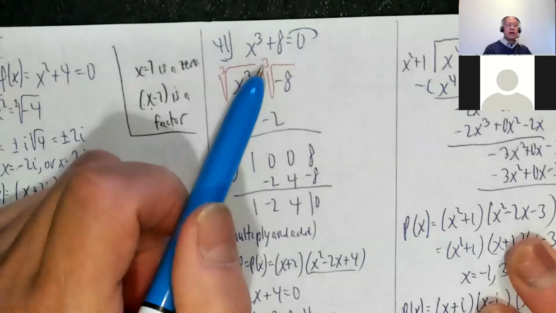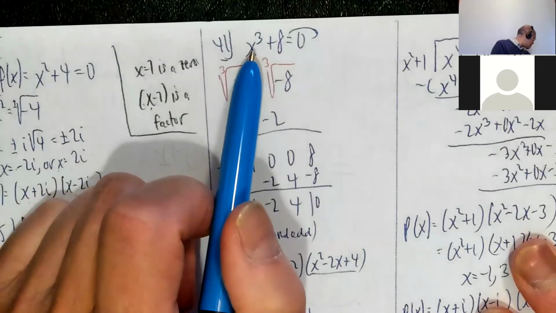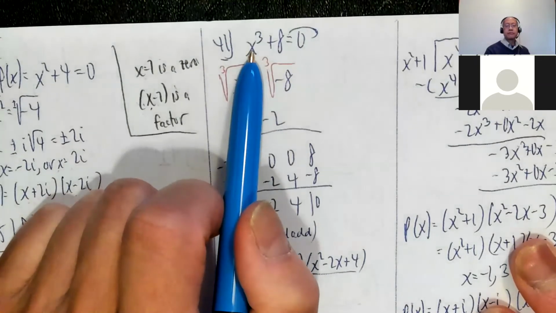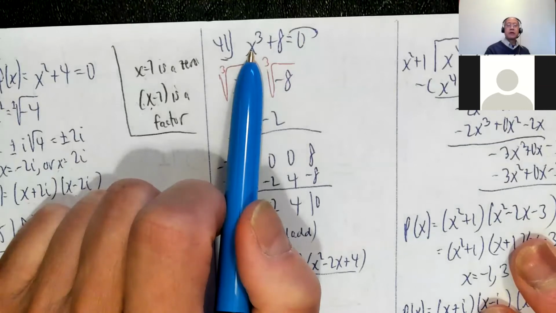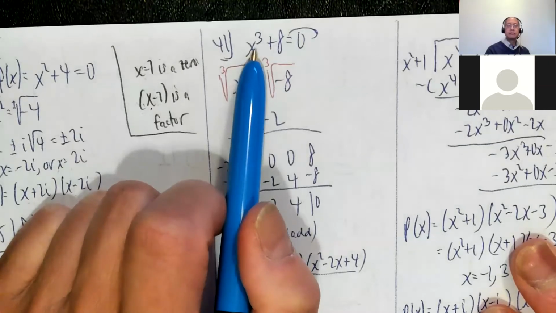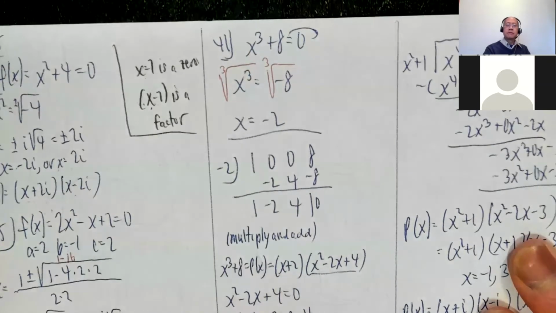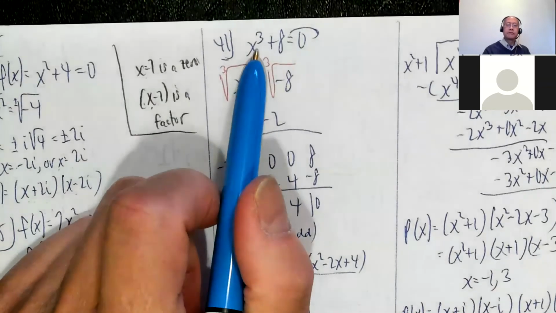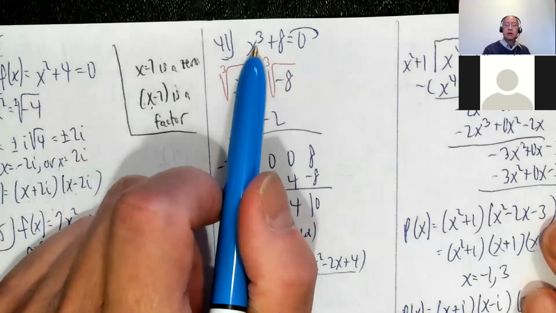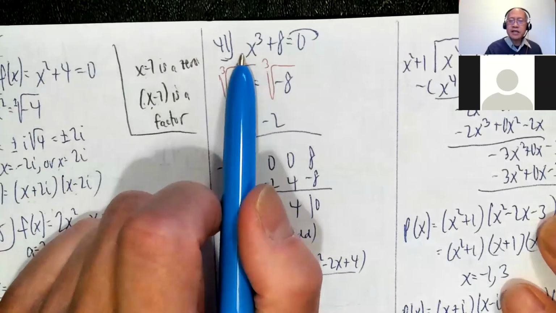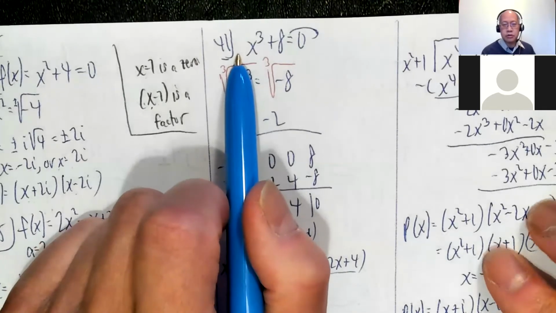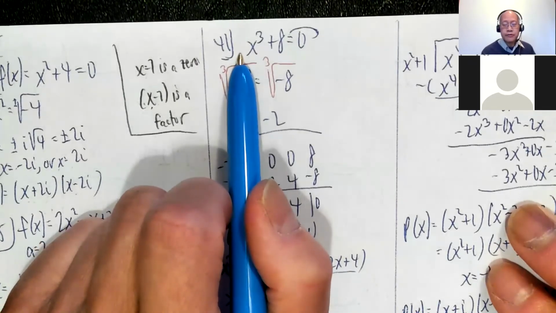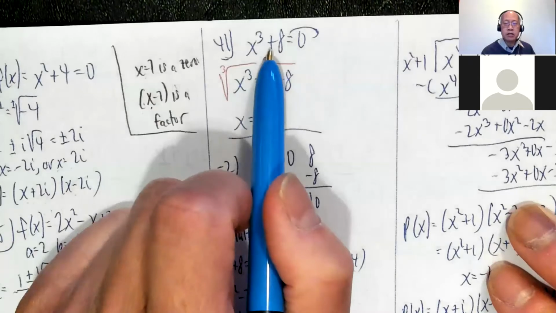41. x cubed plus 8 equals 0. How many zeros should there be? 3. How many factors should there be? 3. All right, one you can kind of tell right away is -2. Well, if you can't figure that out right away, do the algebra.